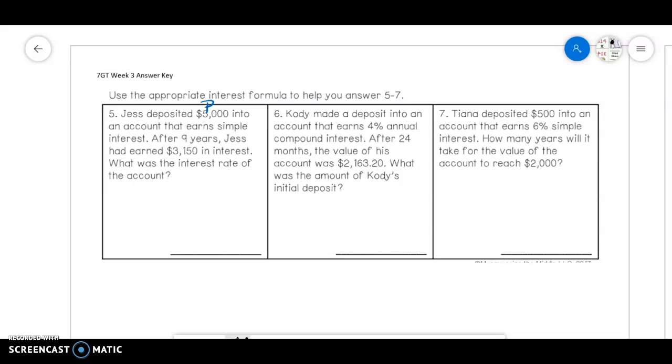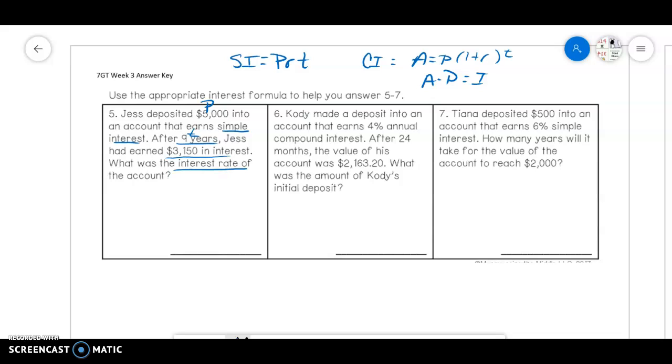Just deposited $5,000 into the account and it earns a simple interest. That's important to know. Remember, simple interest is I equals PRT. Compound interest is A equals P times (1 plus R) to the T power. And we talked about how you have to do A minus P to get I, and some of you did not do that. So after 9 years, that's our T, it has earned interest of $3,150. What was the interest rate?